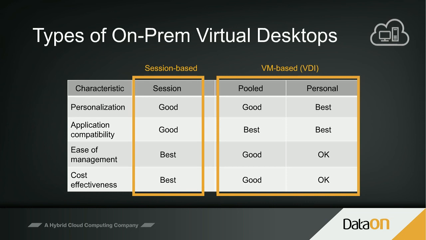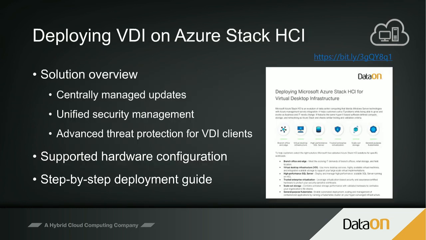hundreds of users is going to be much easier than having either pooled or personal VMs for each of your users. And in cost effectiveness, for the sake of management and also resources, the session base is going to provide much better cost effectiveness versus having individual VMs with certain cores and certain memory for each user, either in a pooled or personal environment. So those are some of the differences for the on-premises.